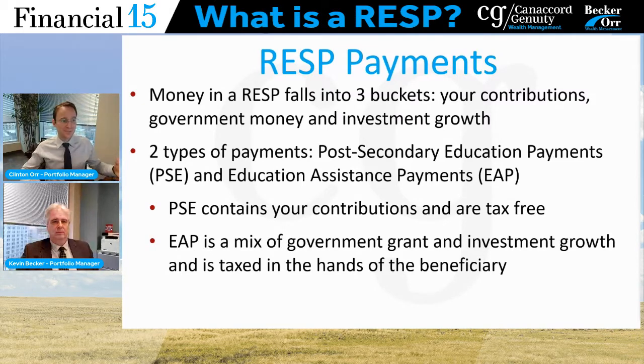So you have two kinds of payments, like Kevin mentioned. You have the PSE, which is the post-secondary education payment. That's your money coming out completely tax-free. You've already paid tax on that. Then you have the second payment, the EAP, which is the education assistance payment, which is the growth and the government grant. That is taxed, and like Kevin says, taxed in the hands of the beneficiary. I don't know about you, Kevin, but when I was in university, I did not have a very big income. So there was very little tax on any of those payments.